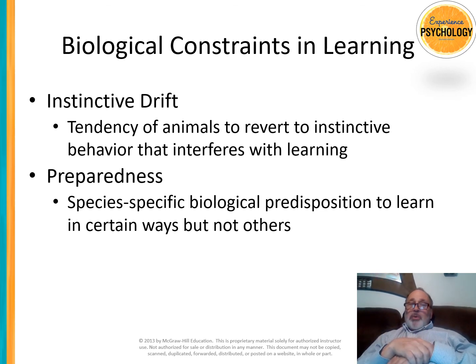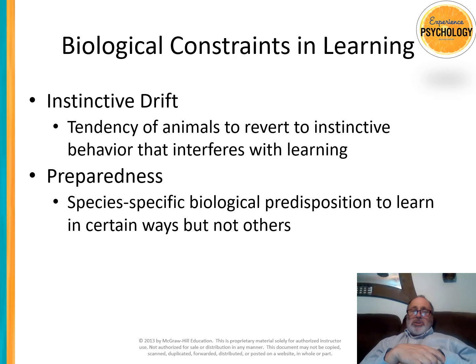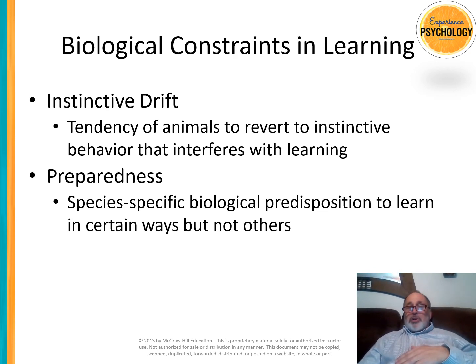The second one is preparedness. So instinctive drift is after they learn, it'll go back. Preparedness is species-specific biological predispositions to learn in certain ways and not others. So, for example, I can teach a child to be afraid of a snake way earlier than I could teach them to be afraid of a rat. Some people would say these two things are equal in danger.